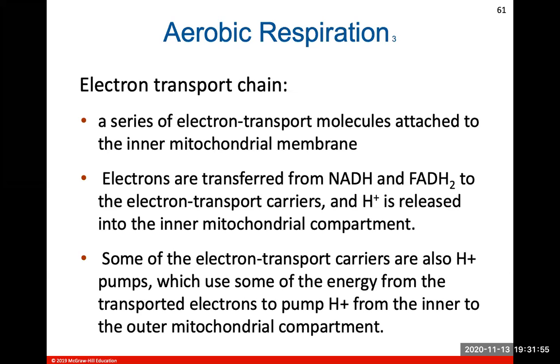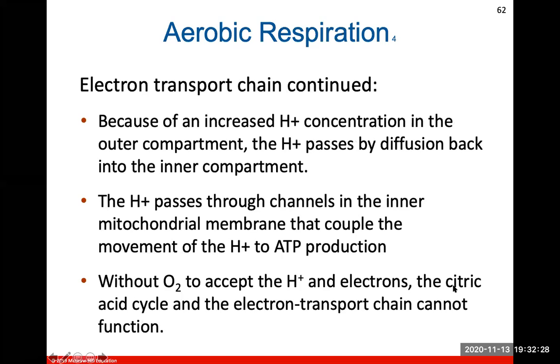Then the electron transport chain is a series of electron transport molecules attached to the inner mitochondrial membrane. And this is where the majority of ATP will be produced. Electrons will be transferred from NADH and FADH2 to carriers in the membrane. When they do that, hydrogen ions are released from the inner mitochondrial compartment. And some of the electron transport carriers are also hydrogen pumps, which use some of the energy from the transported electrons to pump hydrogen from the inner to the outer mitochondrial compartment.